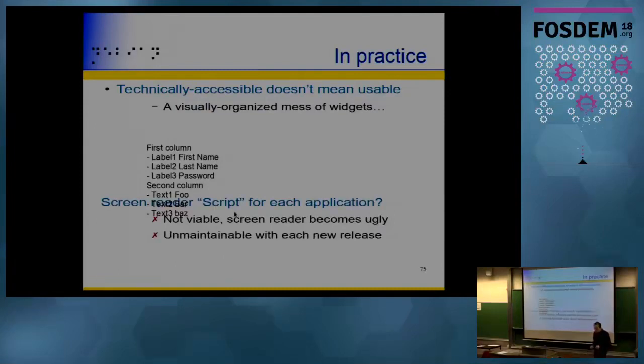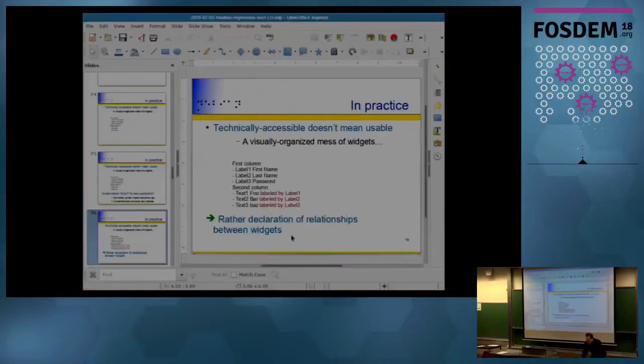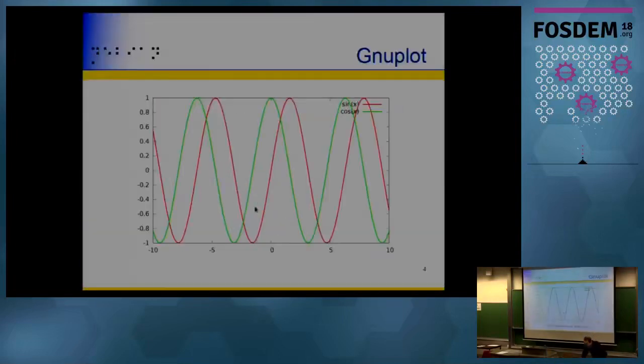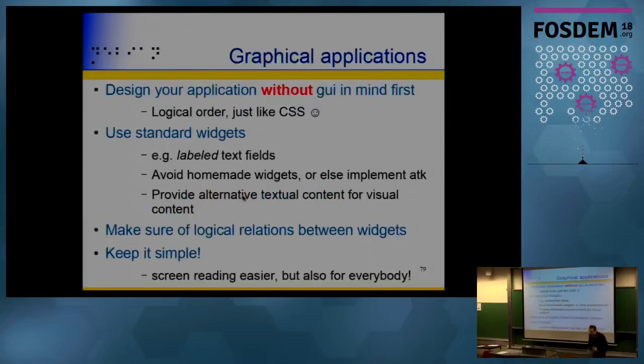You could say that the screen reader should have a script to fix and to know that it should relate one with the other, but it's not viable in the long term, because the screen reader then gets a lot of ugly hacks and it's not maintainable. In the long term, with each new release, you have to update the hacks. It's not really something we want. Instead, you should just declare properly the relationships between the widgets. To declare them properly means you say that this text is labeled by this label. So that's what we will focus on.